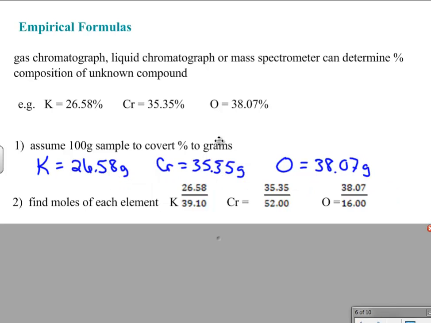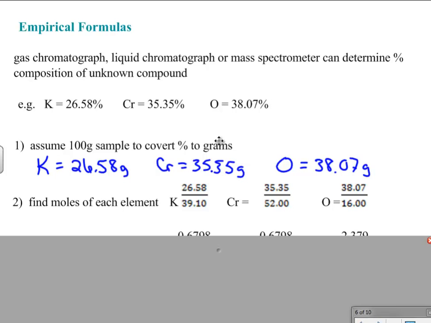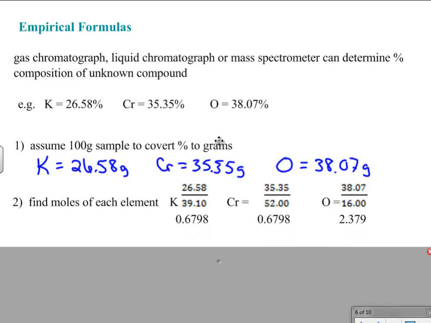What I need to do now is find the moles of each element. So I divide the grams of each element by its average atomic mass, and that will give me the number of moles of that element in the compound. So for potassium, I've got 0.6798 moles. For chromium, I have the same number of moles. For oxygen, I have 2.379 moles.